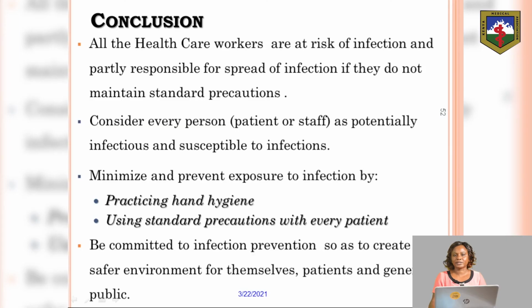In conclusion, I want to say this. All healthcare workers are at risk of infection and partly responsible for spreading the infection if they don't maintain standard precautions. You need to consider every person, whether a patient or a staff, as potentially infectious and susceptible to infection. To minimize and prevent exposure to infections, we need to practice hand hygiene and use standard precautions with every patient.